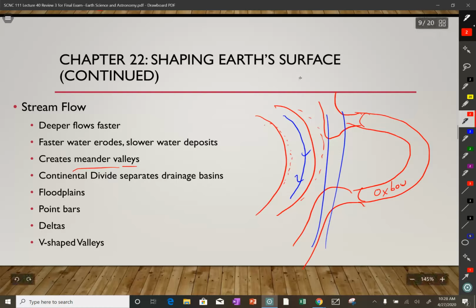The continental divide is the place that separates the waters from what drains into the Pacific Ocean and what drains into the Atlantic Ocean. And it's on the Rockies here, so it's really close to where I am.